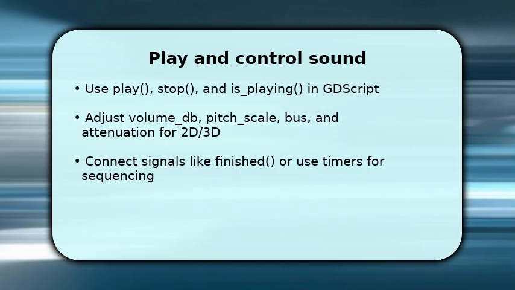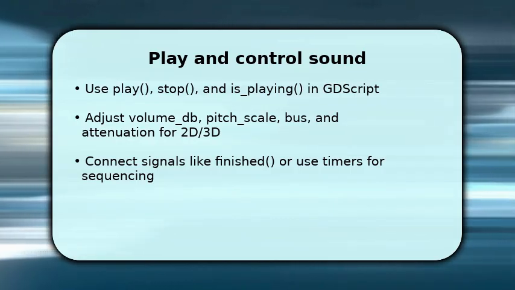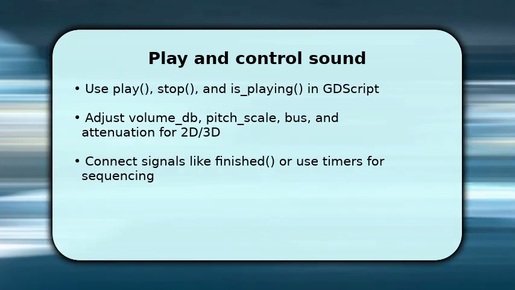Route audio through named audio buses for FX or music control. For spatialized audio, use audio stream player 3D or 2D attenuation settings. Once done, test different triggers and verify is playing to avoid overlapping or truncated sounds.